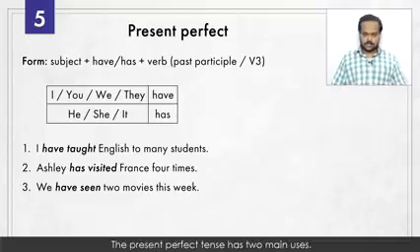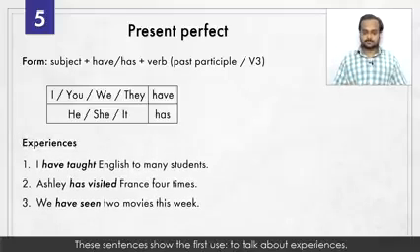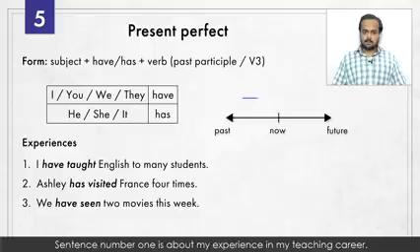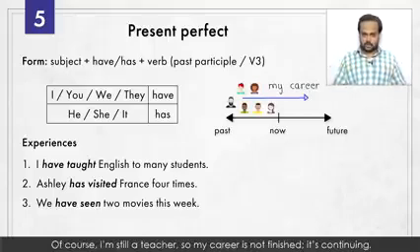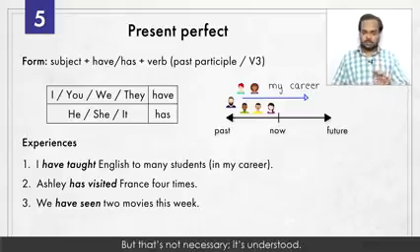The present perfect tense has 2 main uses. These sentences show the first use to talk about experiences. Sentence number 1 is about my experience in my teaching career. Of course, I'm still a teacher, so my career is not finished, it's continuing. And we can say, I have taught English to many students in my career, but that's not necessary. It's understood.